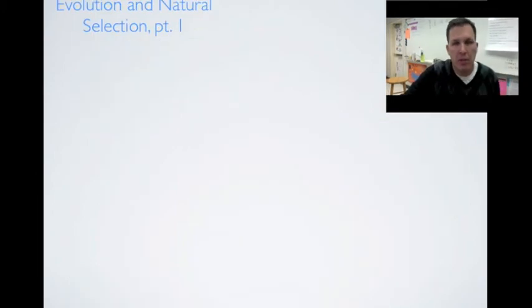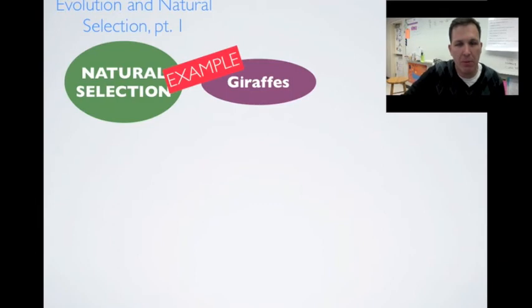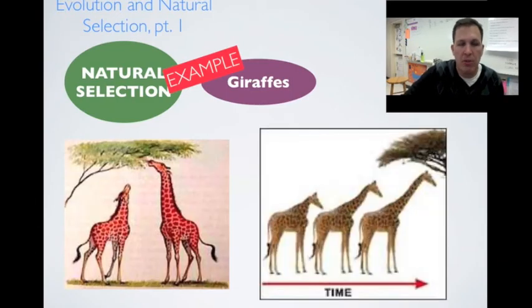Let's talk about giraffes. It's a common example that we use in class. All right, so giraffes change over time. We know that they've evolved longer necks, right? That's what they're noted for. But did they choose to have a longer neck? Does a giraffe get to choose to grow its neck longer? No. It's born that way. It's born with the DNA that it has, and that determines what kind of a neck it has.